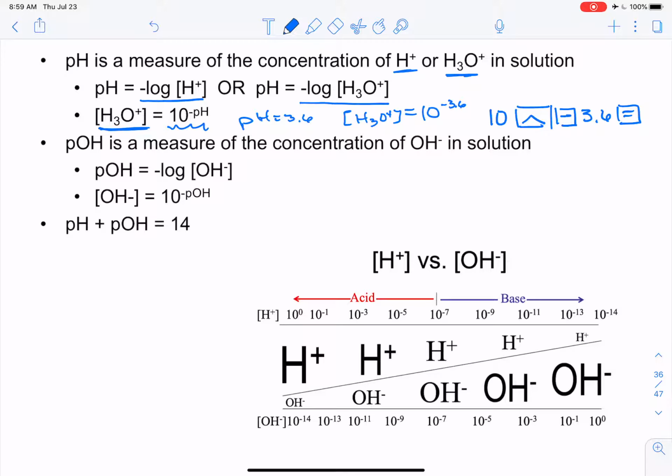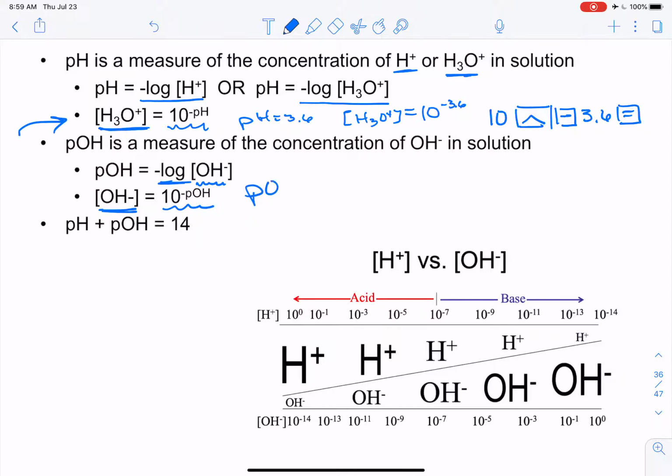So the pOH works exactly like the pH in that it's the negative log of something. And it's the negative log of your hydroxide ions in your solution. And if you have the pOH and you want to figure out what the concentration of hydroxide is, you would do like you did up here with the concentration of hydronium, and you would do 10 to the negative pOH.